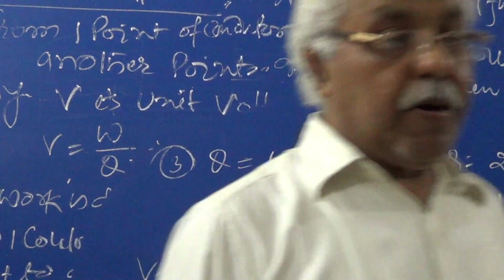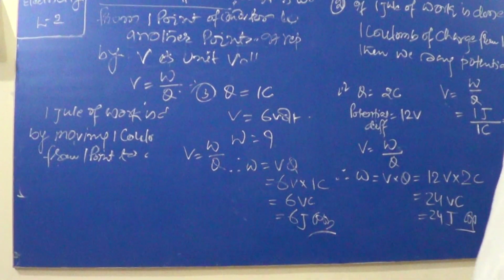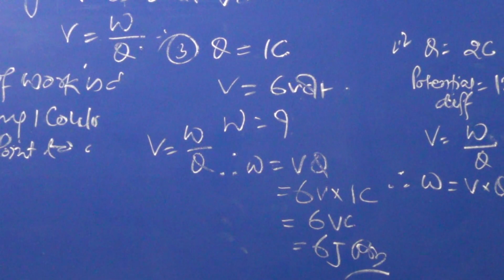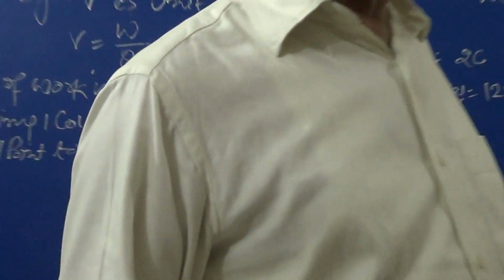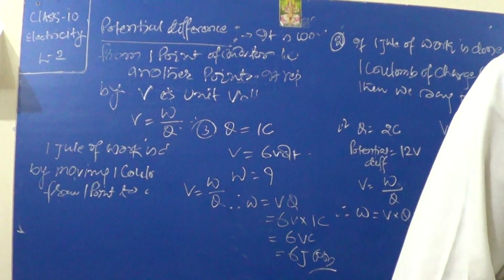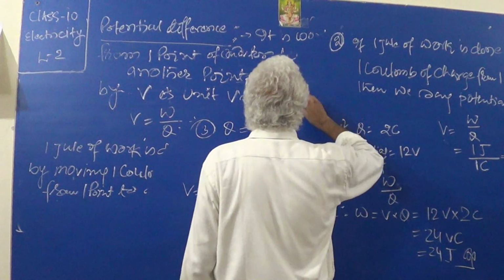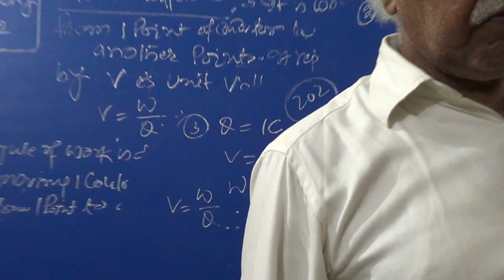Okay children, so my answer will be 6 joule, and we have completed till now. Circuit diagram we will take up in the coming class. We have covered all the portions, up to your NCERT page number 202. We will go on in the next class. Thank you.